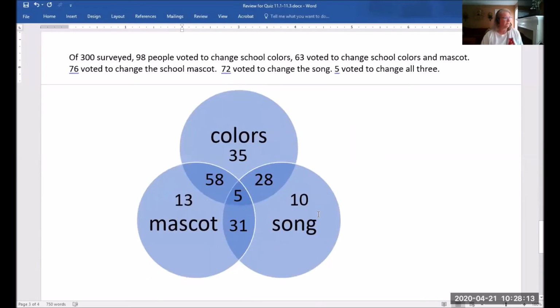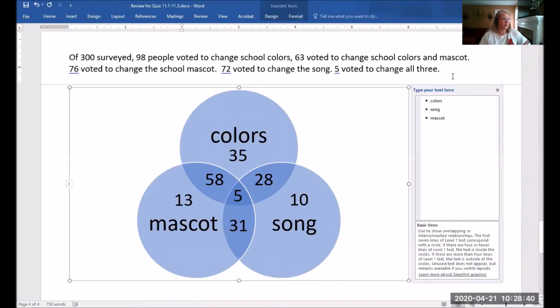Because we only have a few minutes left, let's just talk about this one. It says, of 300 surveyed, 98 people voted to change the school colors, 68 voted to change the school colors and the mascot, 76 voted to change the school mascot, 72 voted to change the song, and 5 voted to change all 3. Now, this is a little bit different than the problem y'all had on your review because I added another circle. I did this on purpose. So let's just talk about some different questions we could be asked.